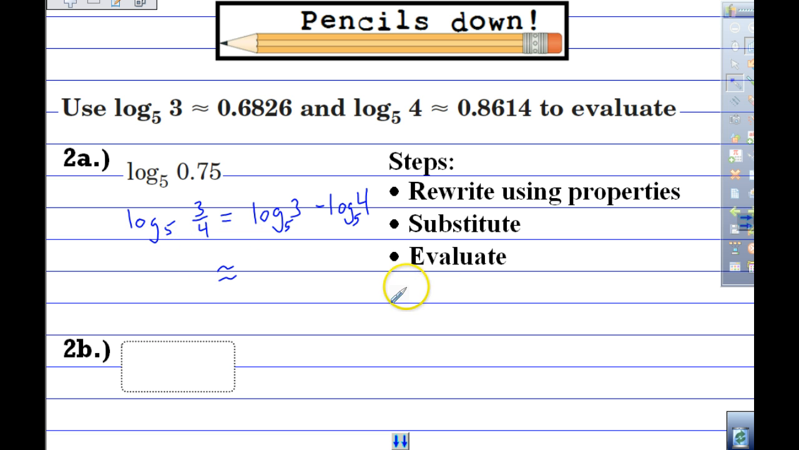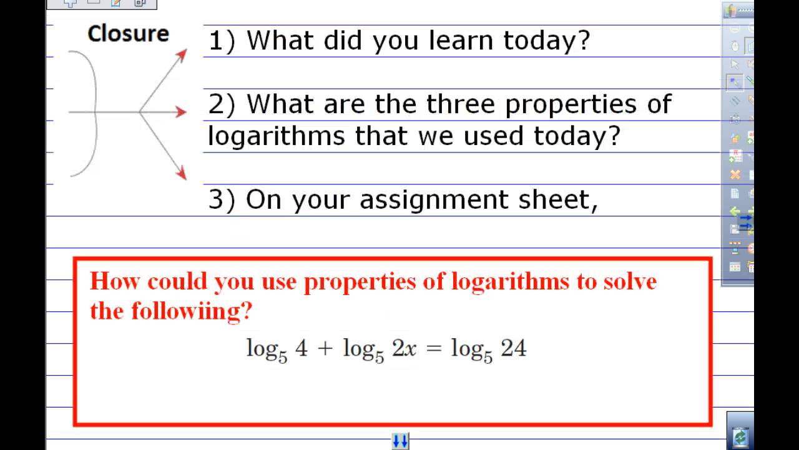And you can check your answer using that formula I gave you earlier. That'd be log of 3/4 or log of 0.75 divided by log of 5. Okay. These two should be about the same decimal. Alright, and that's all you really need.